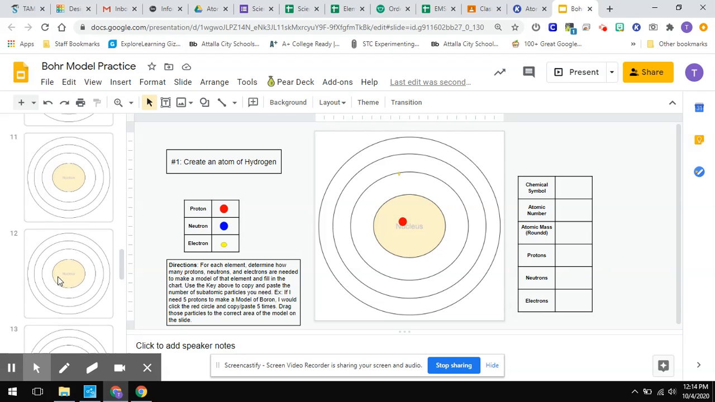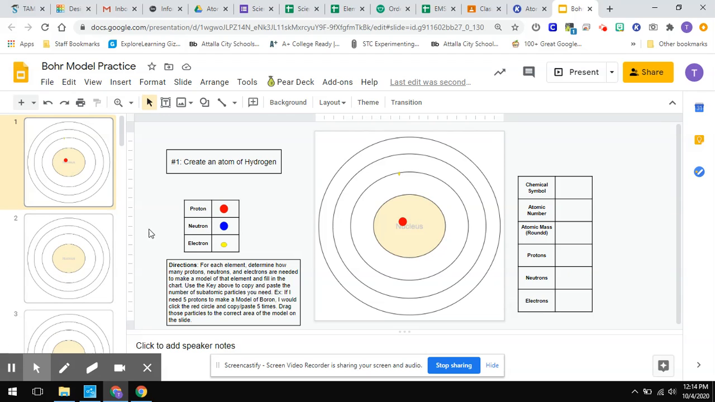And if you need any assistance or any help, all you have to do is message me and let me know. But I hope this has helped you guys, and you have a better understanding of electrons, protons, neutrons, and how to diagram an atom.